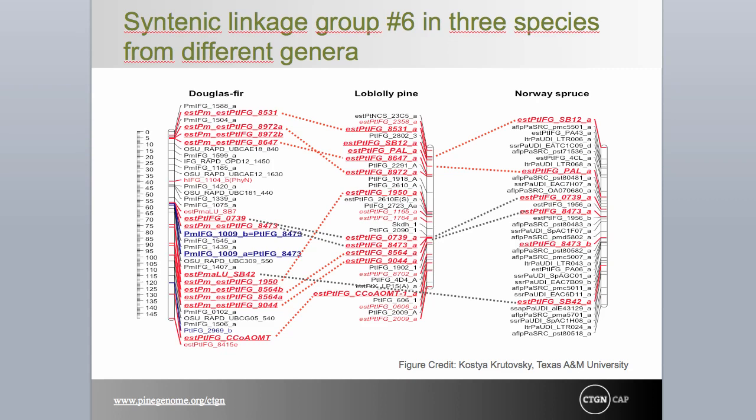In yet another slide illustrating comparative genomics, we can see that gene order and linkage group location remain quite well conserved even across genera of the pine family. Thus, we know in the case of conifers, genome evolution appears to be very slow. Species known to have separated tens of millions of years ago look very similar at the genomic level.